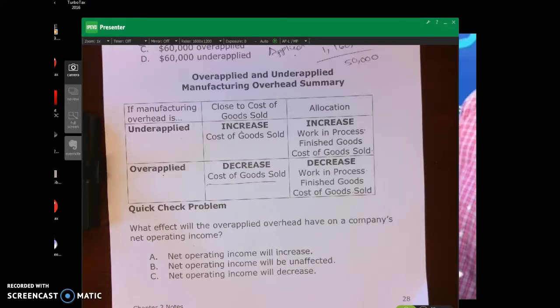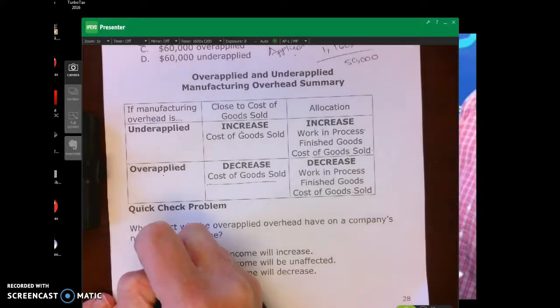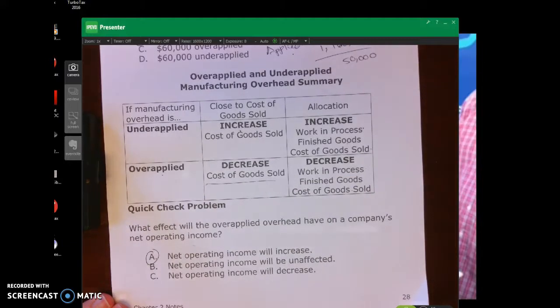As cost of goods sold goes down, net operating income will go up. Okay, as cost of goods sold goes down, net operating income will go up because the way I calculate net operating income is sales minus cost of goods sold. The right answer there is A.